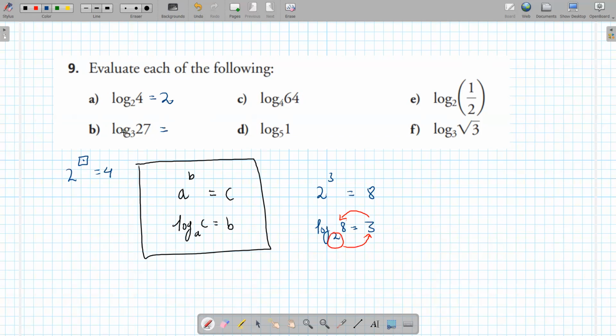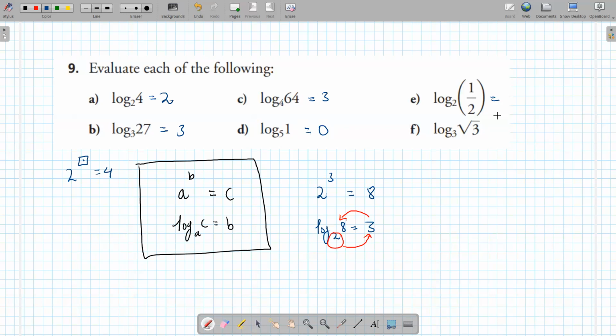What's the answer to part B? 3 to the power of something is 27. 3. 3 is correct. What about C? 4 to the power of something, whatever. You can use a calculator. It's going to be 3. What about D? 5 to the power of something is 1. 5 to the power of 1 is not 1. It's 0.